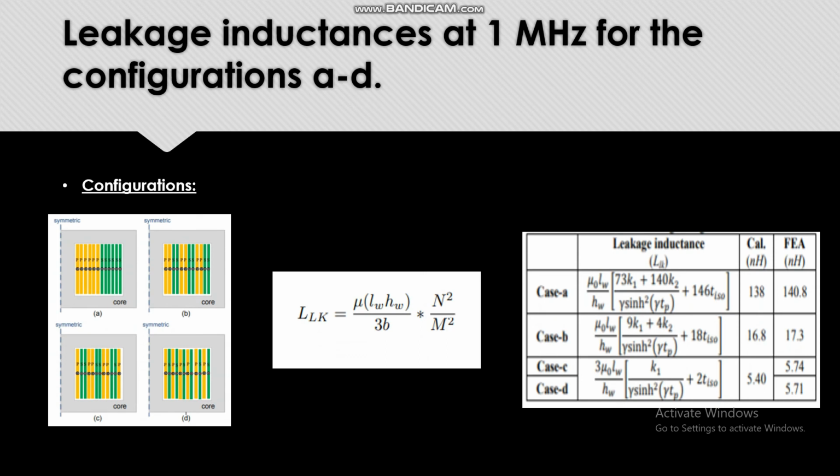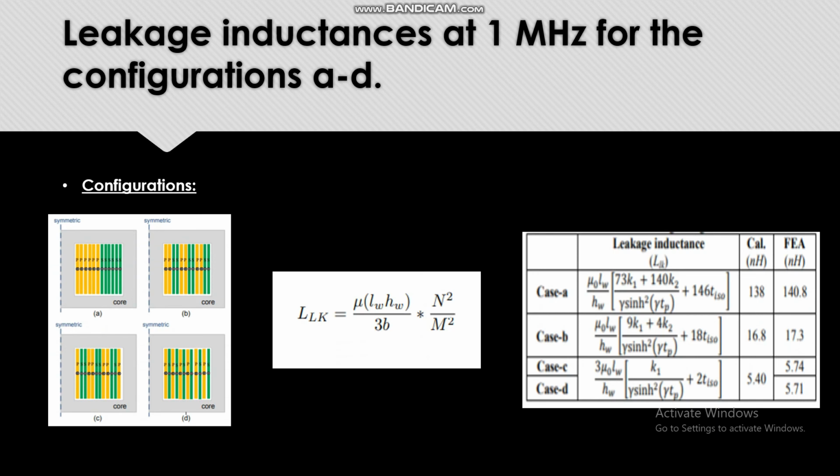Case A is a non-interleaved winding configuration where 6 turns with one winding portion are wound for both the primary and secondary sides. Case B is a partially interleaved winding configuration where 6 turns with 3 winding portions are wound for both the primary and secondary sides. Case C and Case D are fully interleaved winding configurations where 6 turns with 6 winding portions are wound for both the primary and secondary sides.